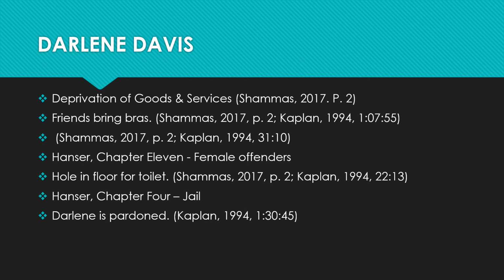The second scene is when she is told to use a hole in the floor covered with cockroaches as a toilet. Darabont, 1994, timestamp 22 minutes, 13 seconds. I related this to chapter 4 in our textbook because it talks about jail being short term, no more than 1 year.